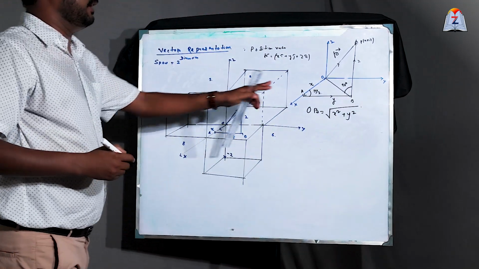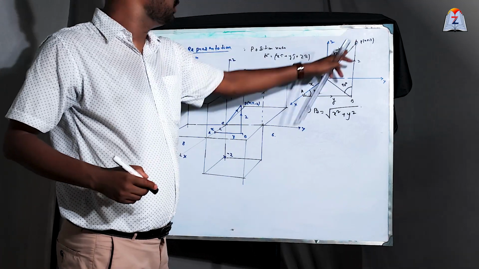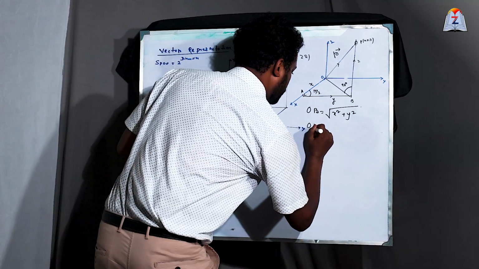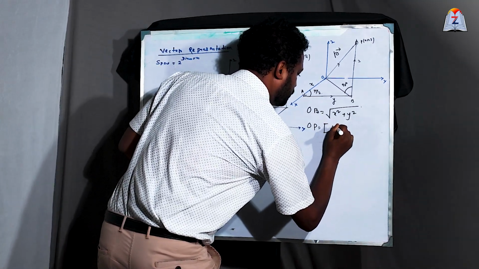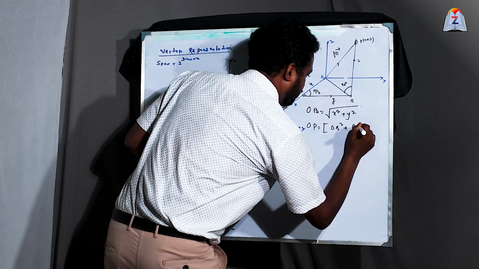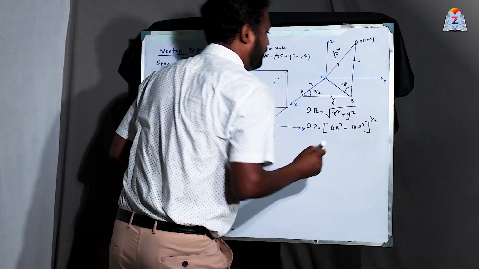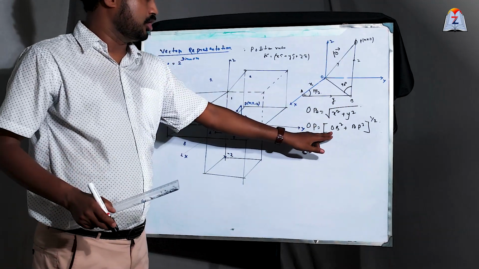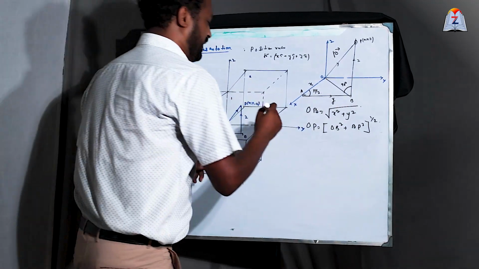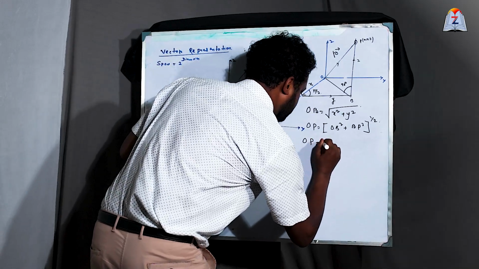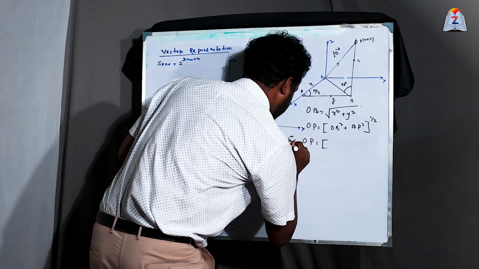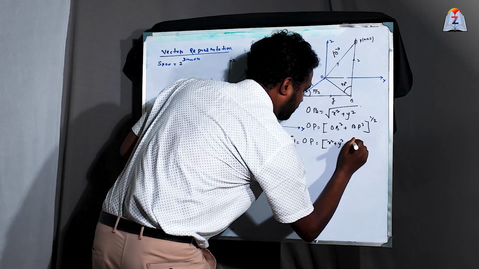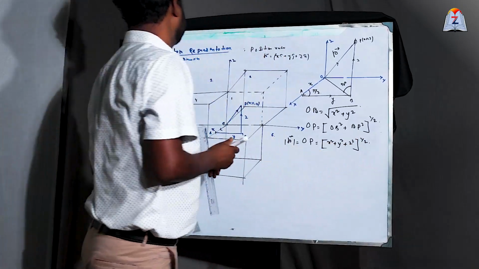Now, this angle is also 90 degrees. So we have the height, that is O to P, the hypotenuse equals base square plus perpendicular square, that is OP equals OB square plus BP square, to the power half. So what is BP? BP is z. So x square plus y square plus z square. That means very simply, the OP magnitude, that is the R magnitude, equals x square plus y square plus z square, to the power half.